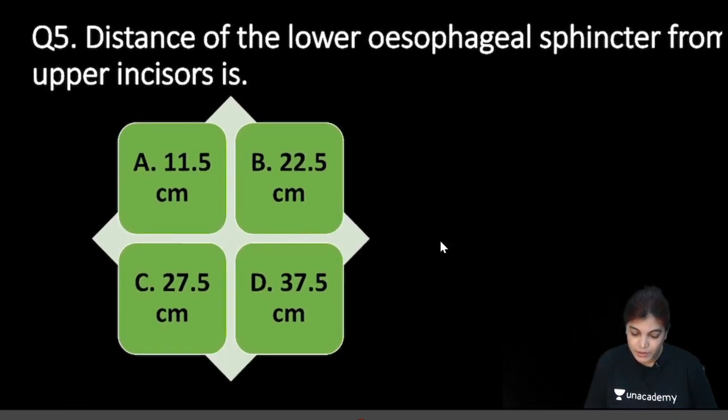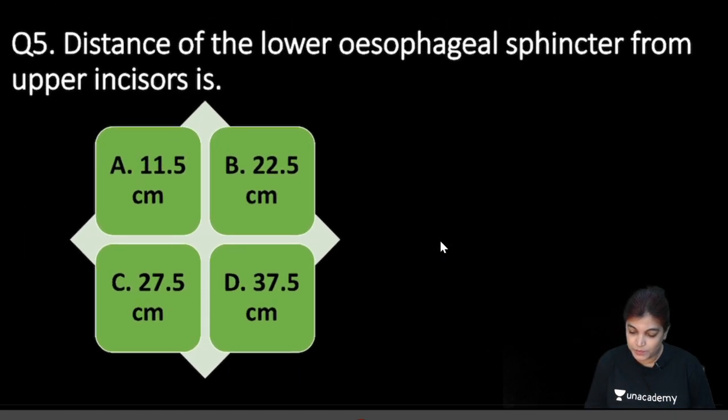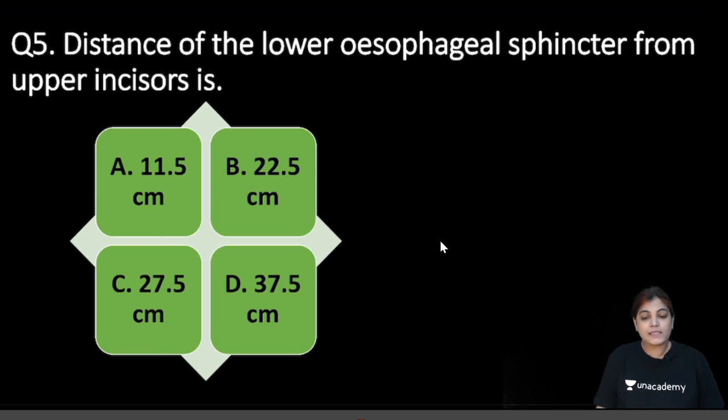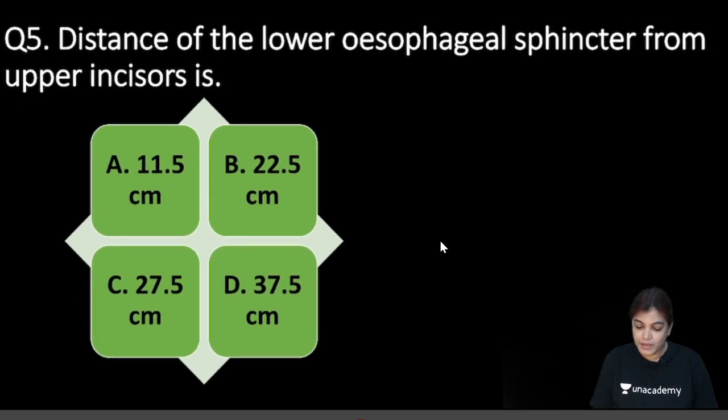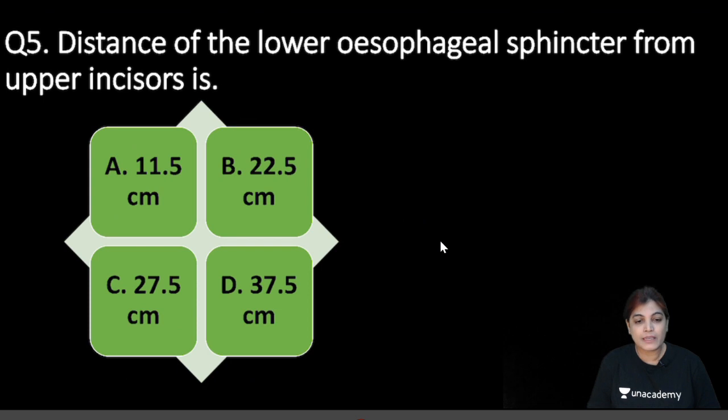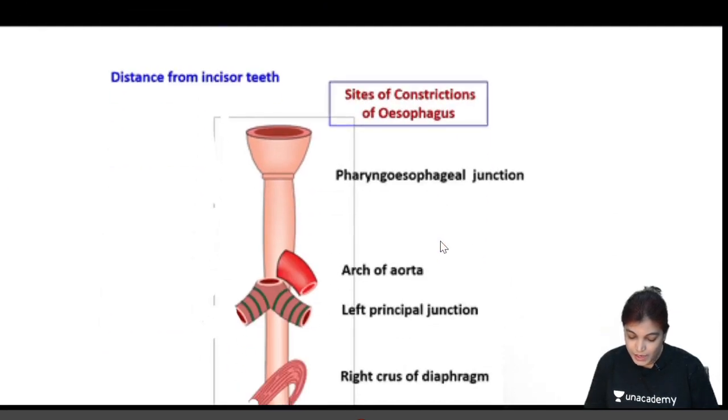And after that, coming to the fifth MCQ. Distance of lower esophageal sphincter from the upper incisors. In the esophagus we have certain areas where there is constriction. In this MCQ, what is asked is the distance of the lower esophageal sphincter, meaning the level where the esophagus is piercing the diaphragm, from the incisor teeth. For this I would like to show you one diagram.